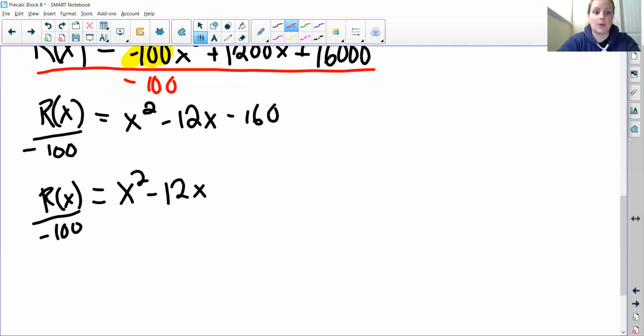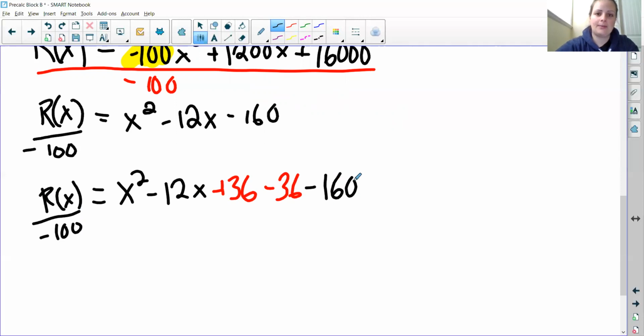And now we're going to do some math manipulation. We're going to complete that square. Half of negative 12 is negative 6. Negative 6 squared is positive 36. Can't just add 36 though, I also have to subtract 36. So the grand total of what I'm adding is actually 0. And I can't forget that there was a minus 160 there.